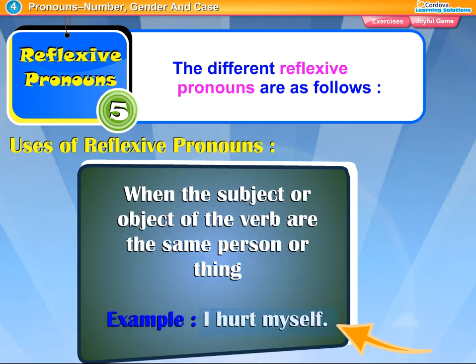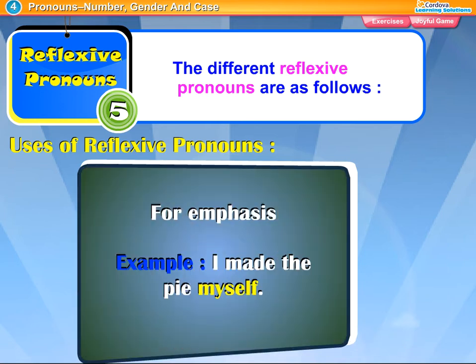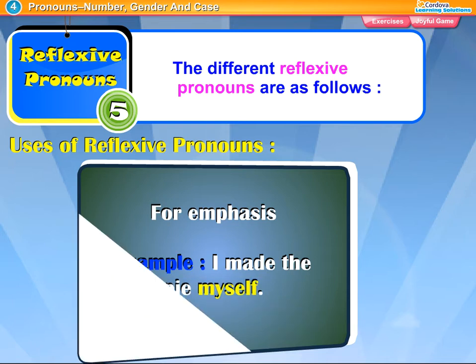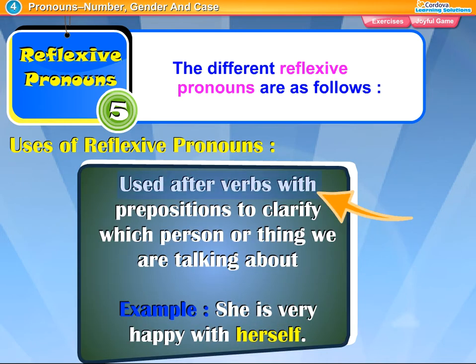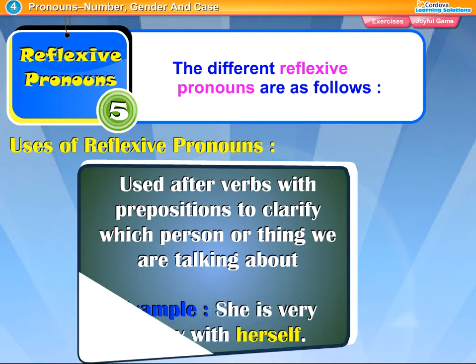Example, I hurt myself. For emphasis, example, I made the pie myself. Used after verbs with prepositions to clarify which person or thing we are talking about. Example, she is very happy with herself.